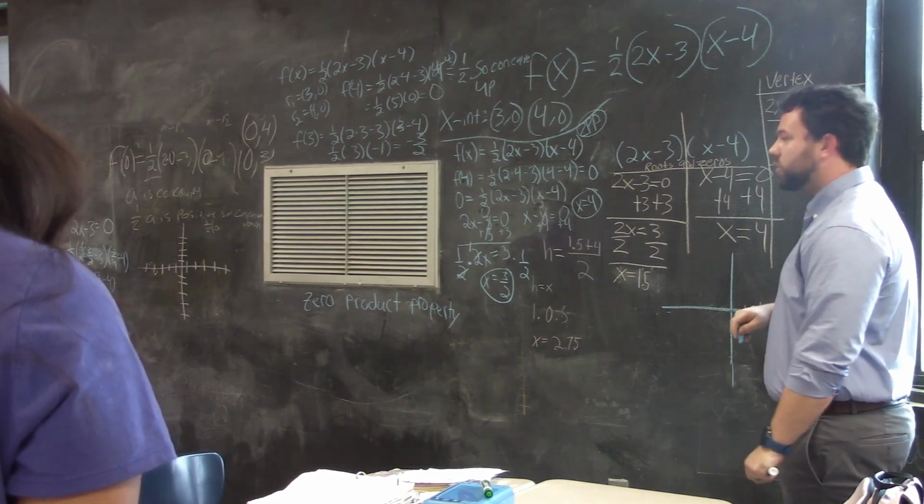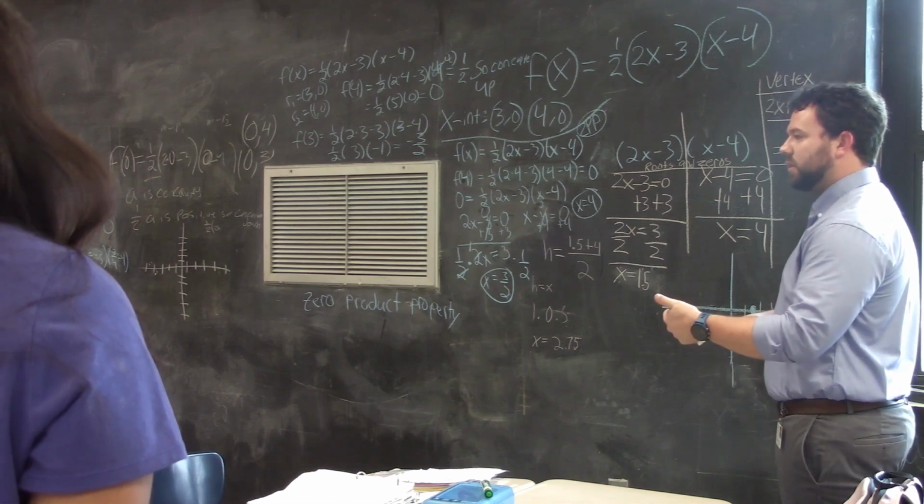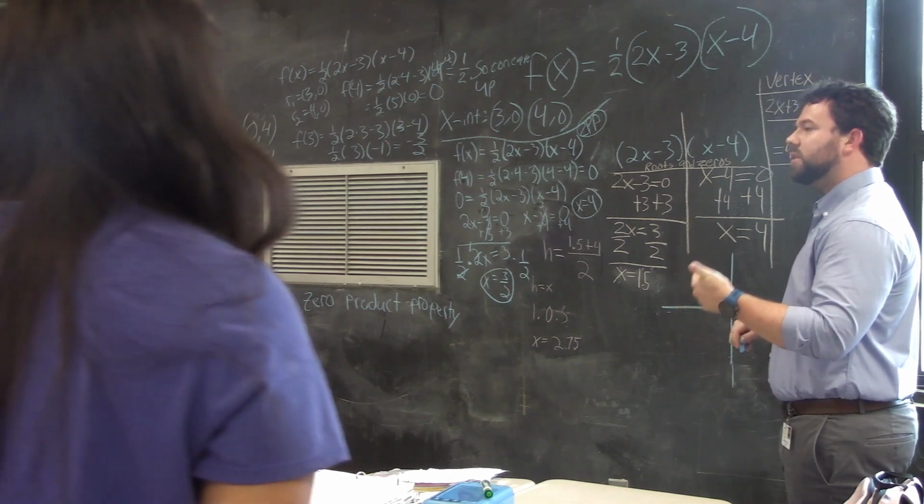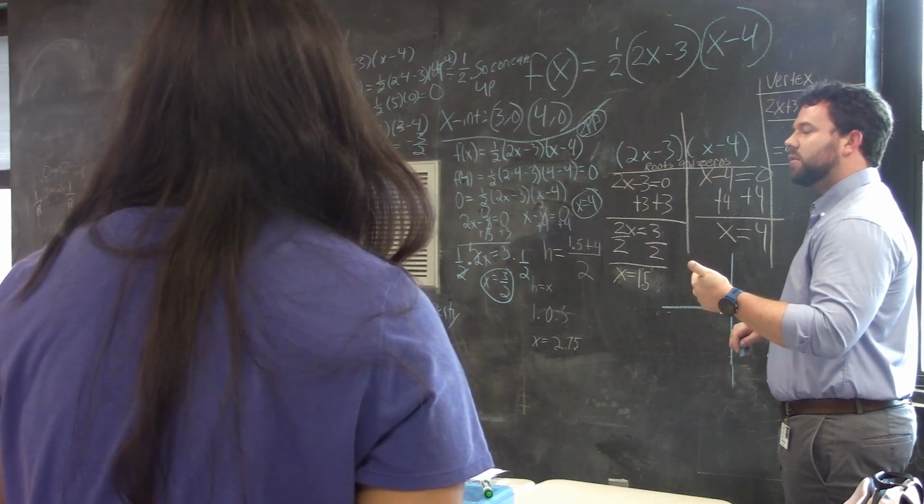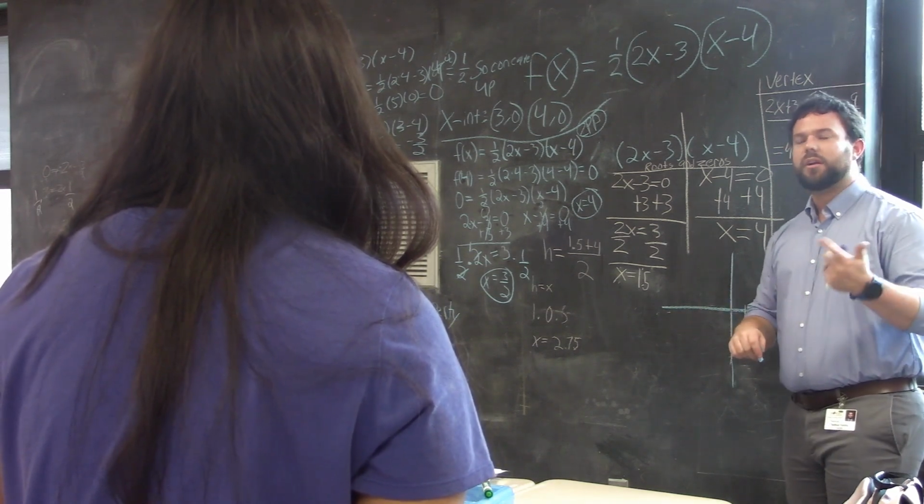Now, what other features could I find? We already said vertex. We'll talk about that in a second. But what's the easy one to find? Line of symmetry, I'm going to go there in a second. We already know concave up.